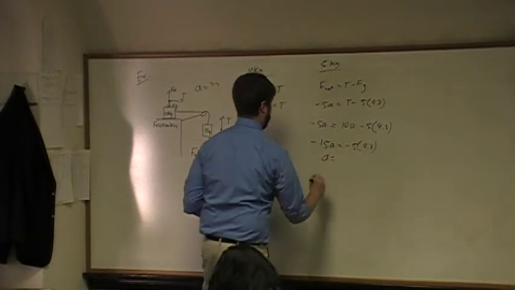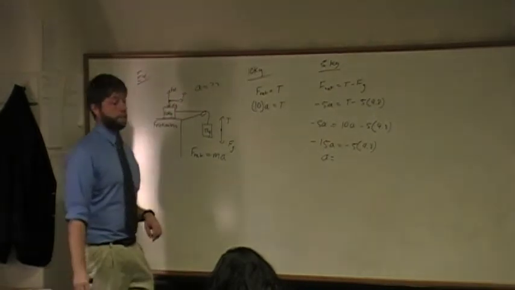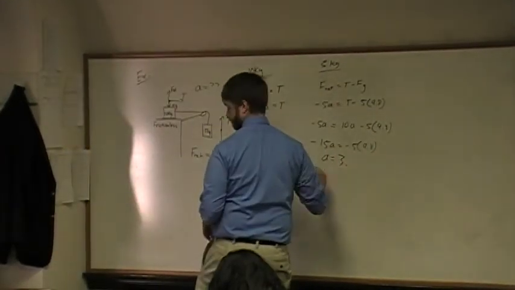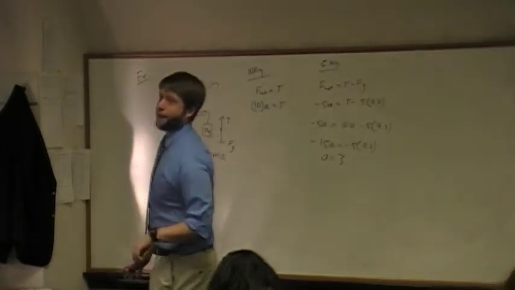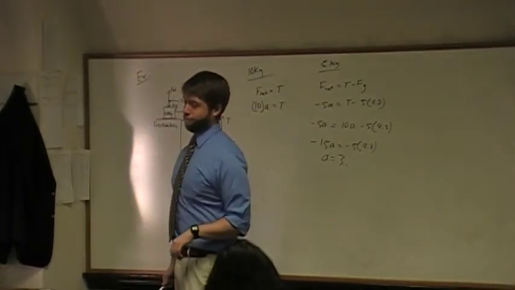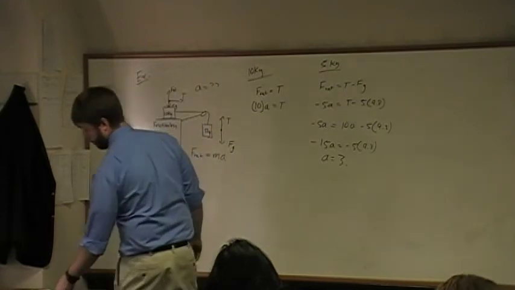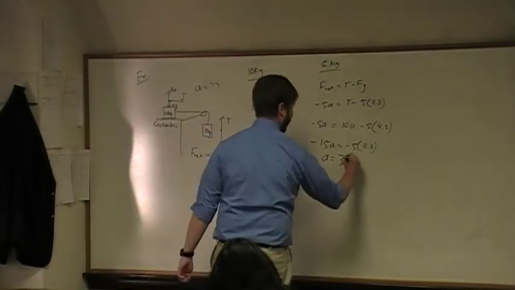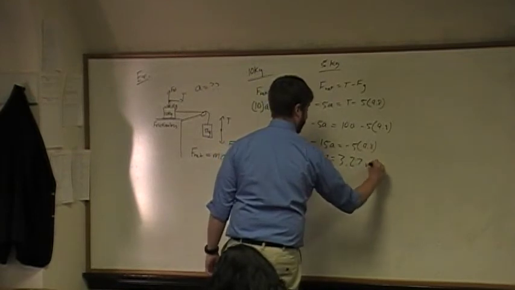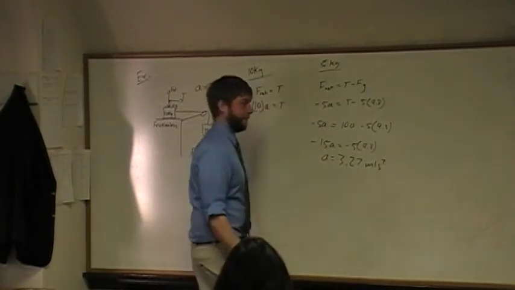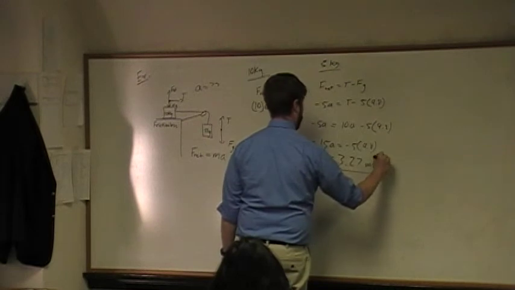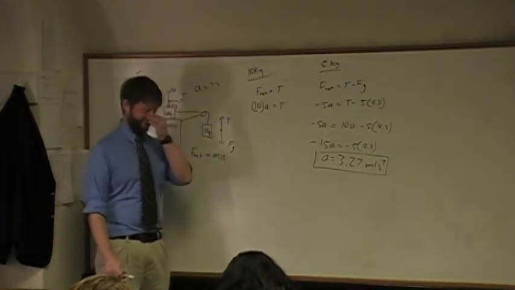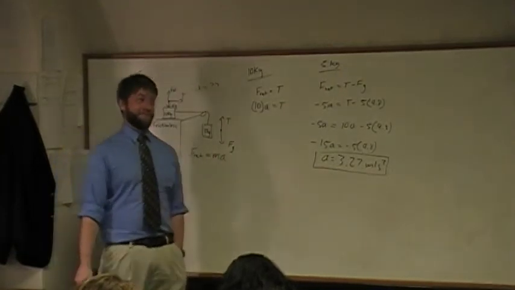What do we get for the acceleration? 3.27. You use 10. No, you didn't. I got 3.33. No, I used 10. Demerit. He's not even a prefect. He can't do that anymore. So, being bullied on camera. Shots fired.